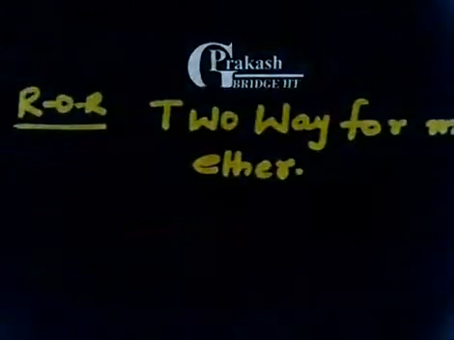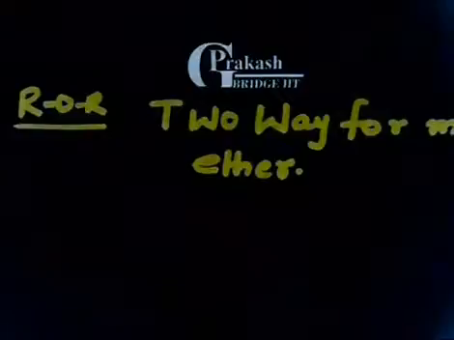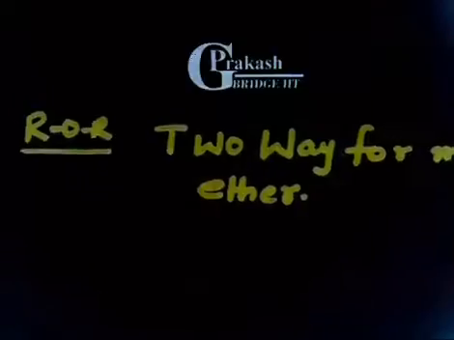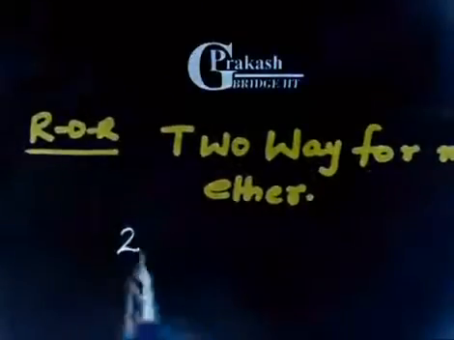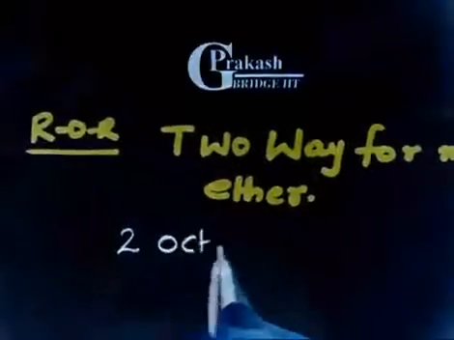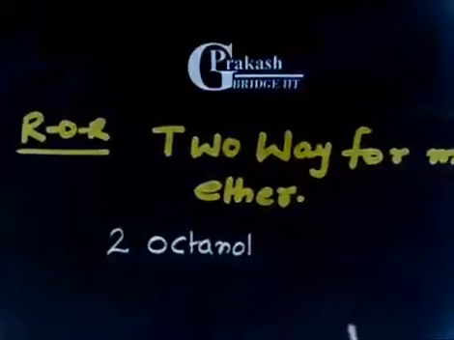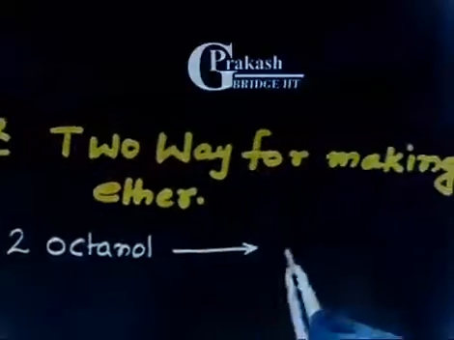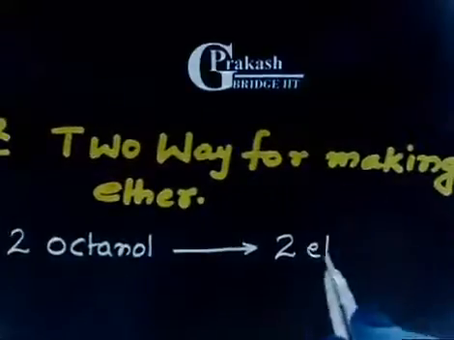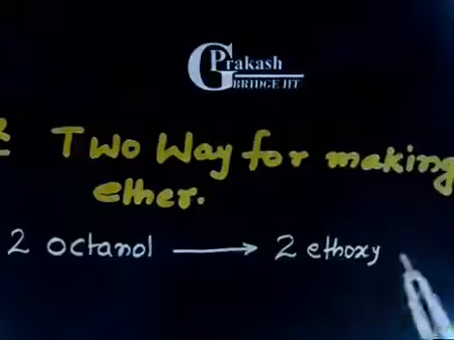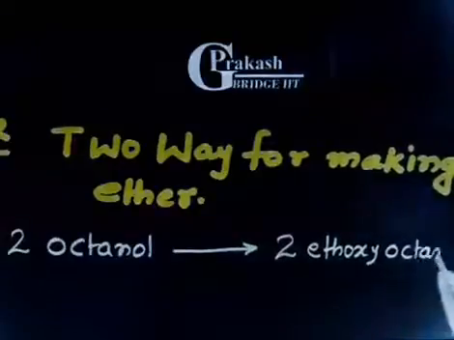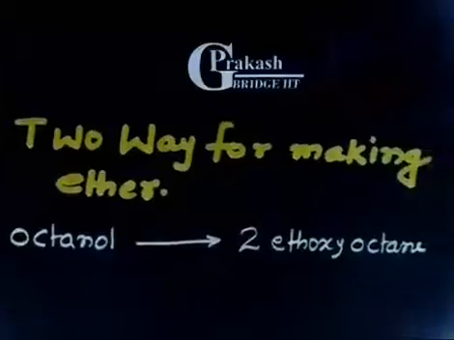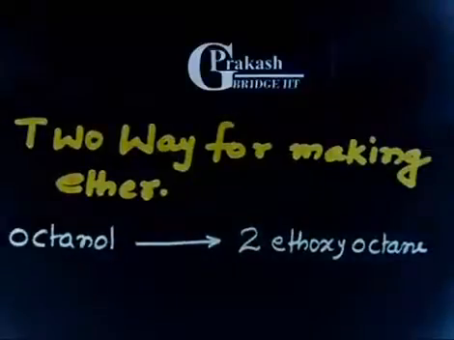Okay, let us discuss this problem. This says there are two different ways of making 2-ethoxyoctane from 2-octanol. So what we are doing is we have 2-octanol, and using 2-octanol we are preparing 2-ethoxyoctane. And the question says there are two ways. First is using Williamson ether synthesis.